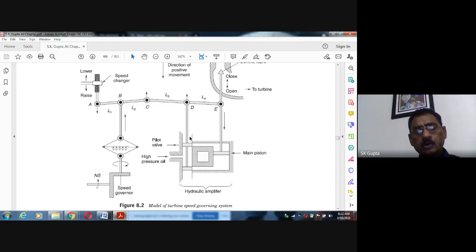And if this will go up, then what will happen? The oil in this will move to this side with a pressure. Because of this high pressure, this oil from here will move to this side, into this main piston. Then what will happen to this main piston? It will go down. Okay. When this will go down, what will happen? Here you see there will be more opening.